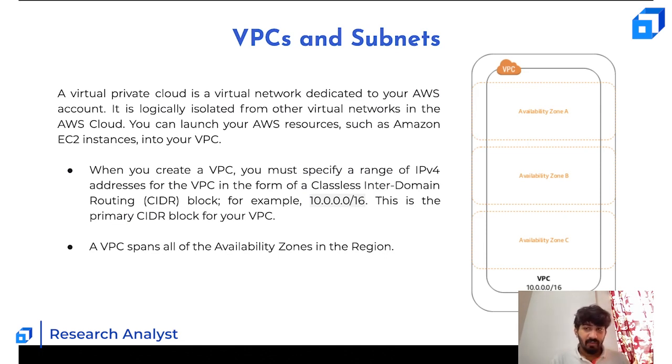So you can launch your AWS resources such as EC2 instances inside your VPC, and the VPC will make sure your EC2 instance, that is your resource, is isolated from all the other instances, all the other resources and all the other VPCs. When you create a VPC, you must specify a range of IPv4 addresses for the VPC in the form of a classless inter-domain routing block, CIDR block. For example, 10.0.0.0/16. This is the primary CIDR block for your VPC. Also, a VPC spans all of the availability zones in the region.